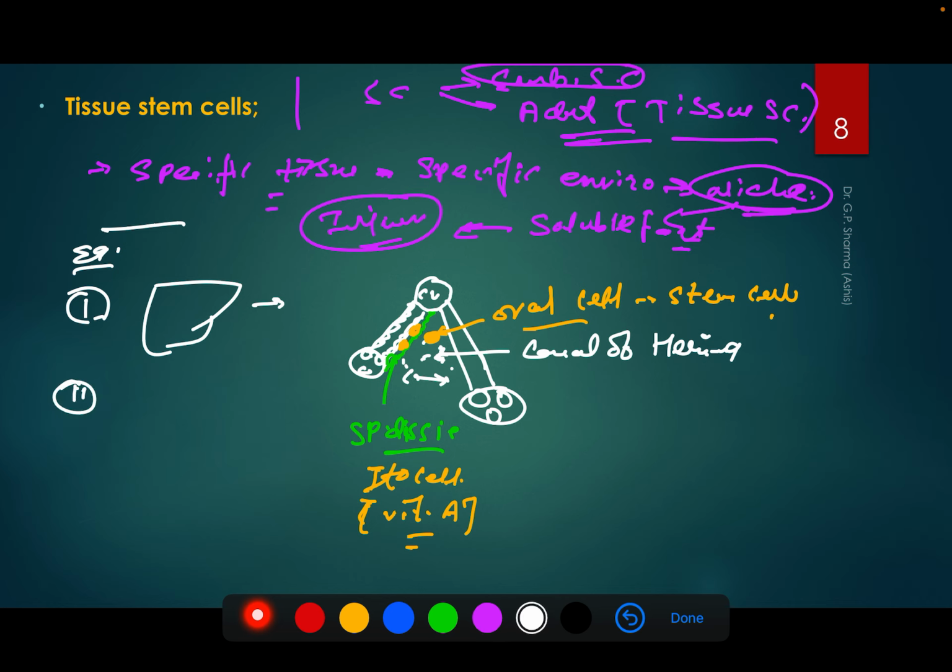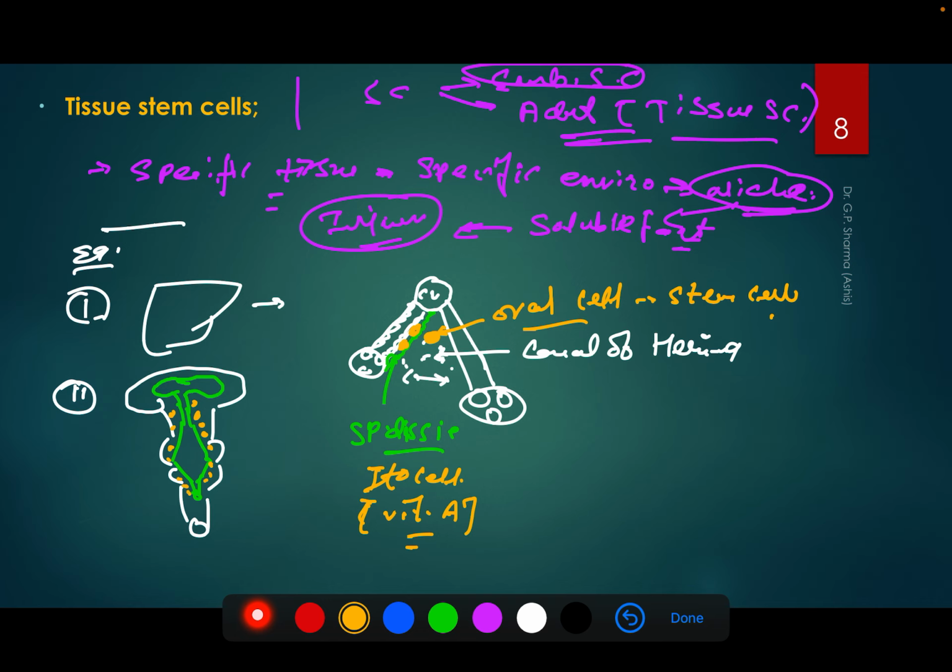Another stem cells, they are also present within the brain. Okay, so this is my brain, for example. And my brain has the ventricles, right? So this is my brain ventricles, and the brain ventricle is going like this, right? So around the brain ventricles we have the stem cells present. So these stem cells, they are responsible for what? The development of the neurons when we have the injuries.